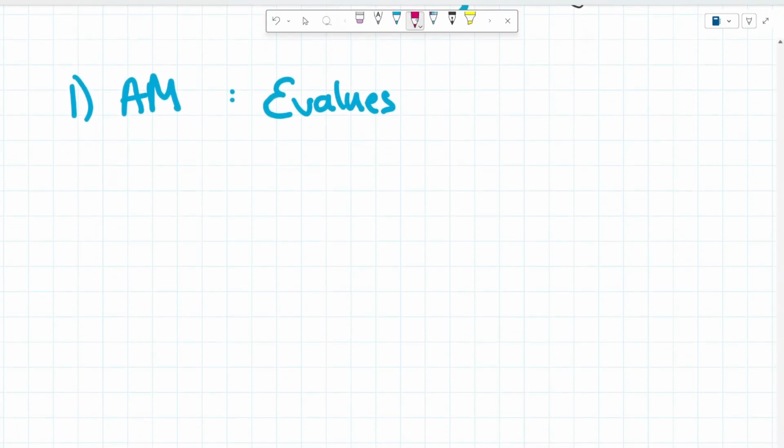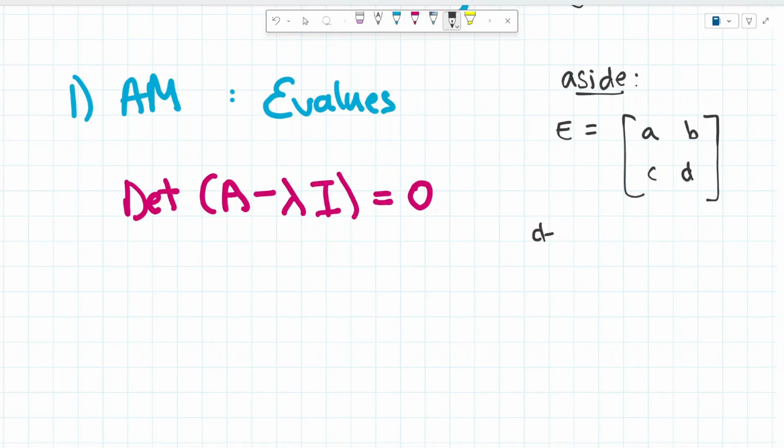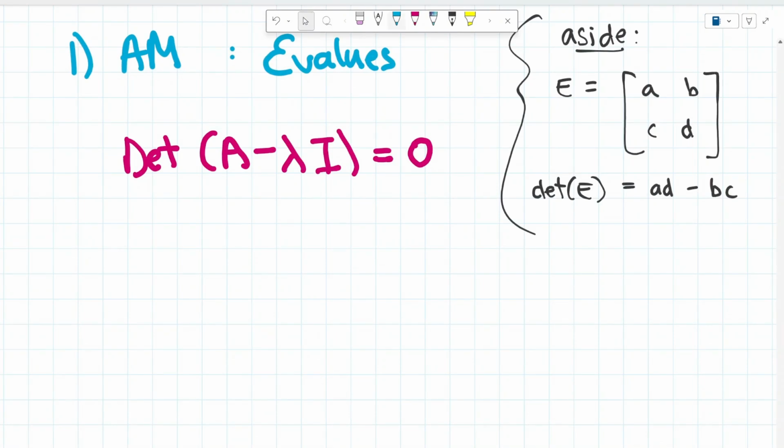So if we go back and recall our characteristic polynomial, it's the determinant of A minus lambda I equals 0. For those of you who need a little bit of a refresher on how to find determinants, say we have some matrix, let's say E for example, and it equals elements a, b, c, d. For a 2 by 2 matrix, the determinant of matrix E equals ad minus bc, and this will be a scalar value.